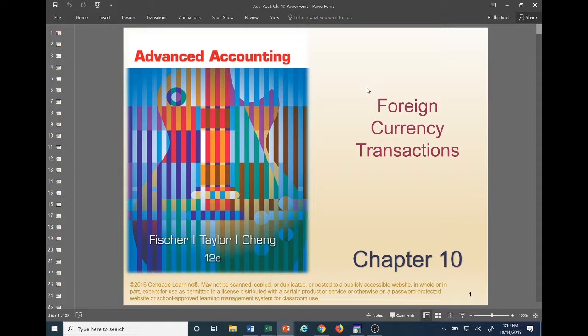So with that being said, let's go ahead and get started on Chapter 10. And once again, this is on foreign currency transactions.